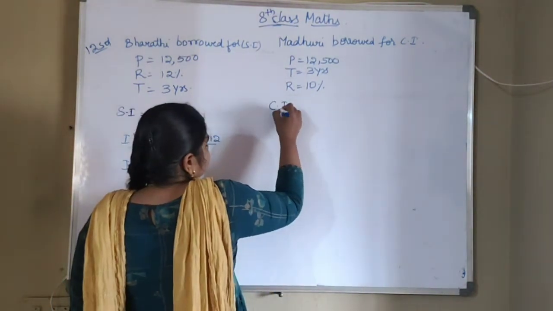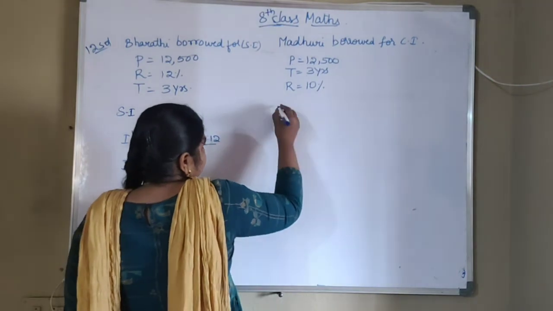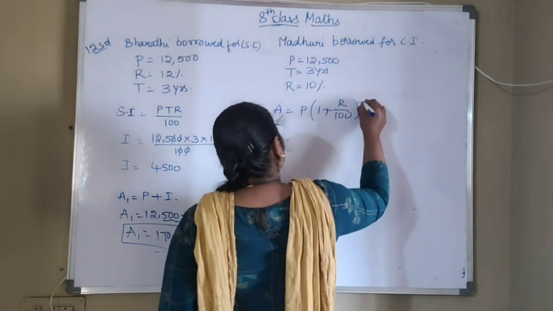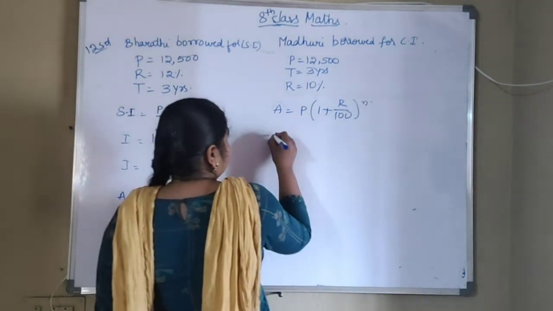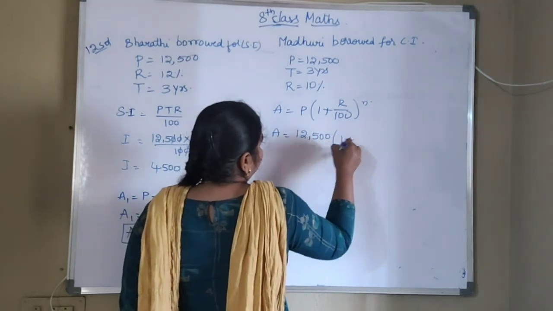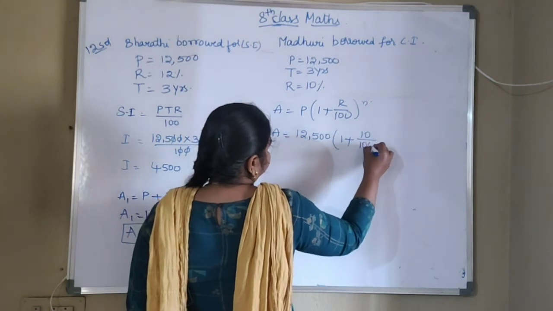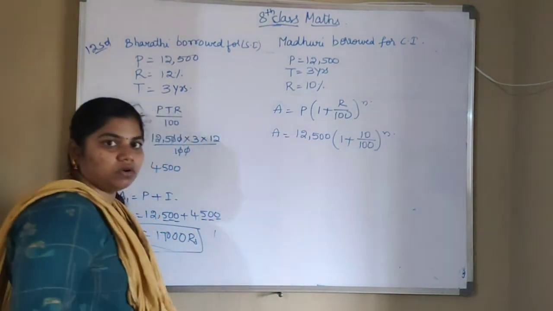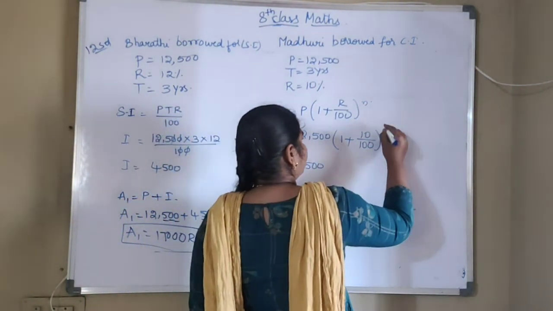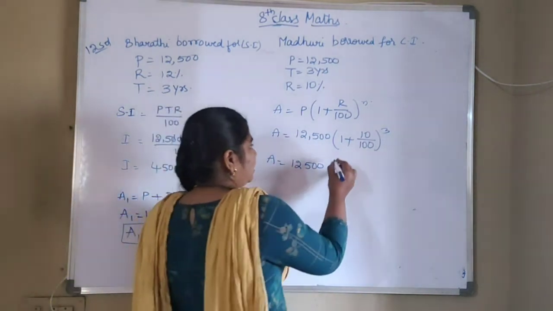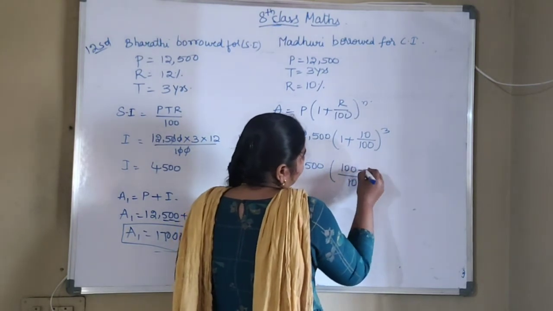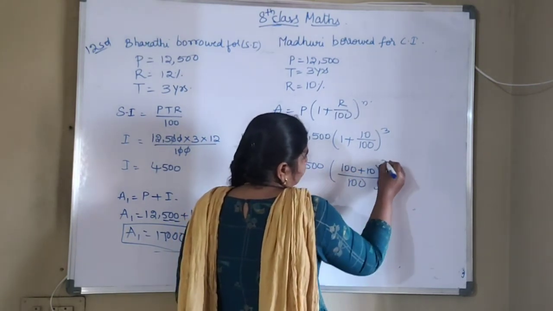So what is the compound interest formula? A is equal to P into 1 plus R by 100 to the power of N. So A is equal to 12,500 into 1 plus 10 by 100 to the power of N. Here P is 12,500 and N is nothing but 3, the time. Take the LCM. LCM will be 100. So 100 plus 10, power 3.